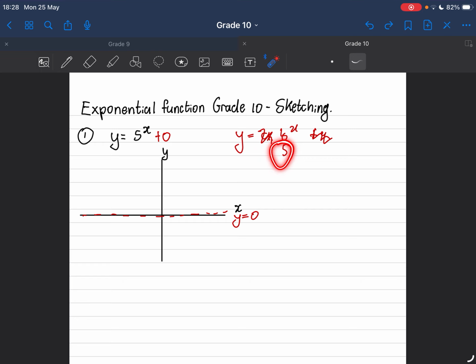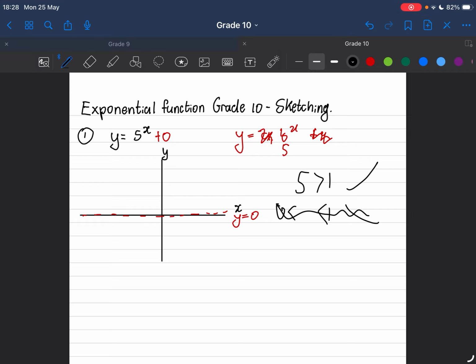Now from our b value, what does our b value tell us? Remember, if that b value is greater than 1, it's increasing. If it's less than 1 and greater than 0, it's decreasing. So in this case it's greater than 1. 5 is a bigger number than 1, so we've got an increasing exponential graph. So something like this here. Something like that. That's fine.